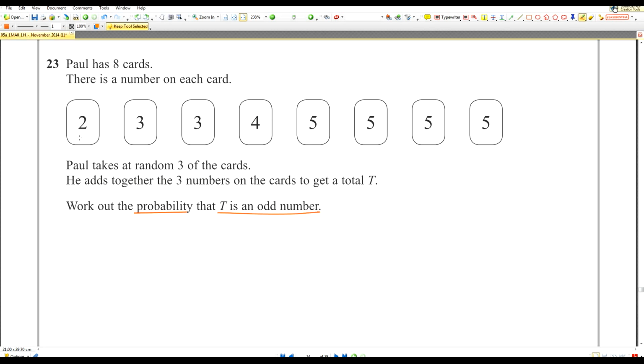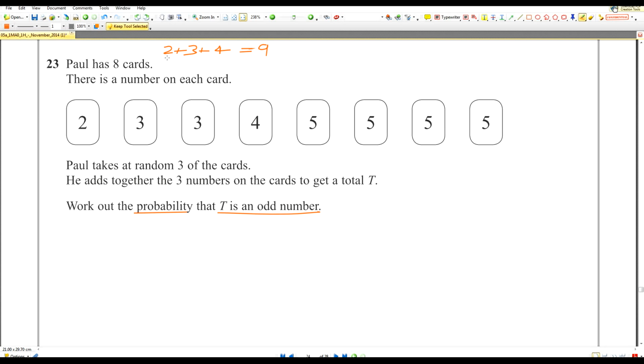Work out the probability that T is an odd number. So, let's have a look at what kind of odd numbers we can make. We can have a 2, add a 3, add a 4. So 2 add 3 add 4: 2 add 3 is 5, 5 add 4 is 9. So that's an odd number, and that's one particular total.